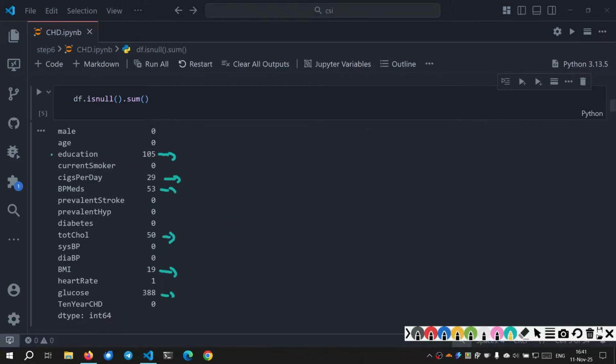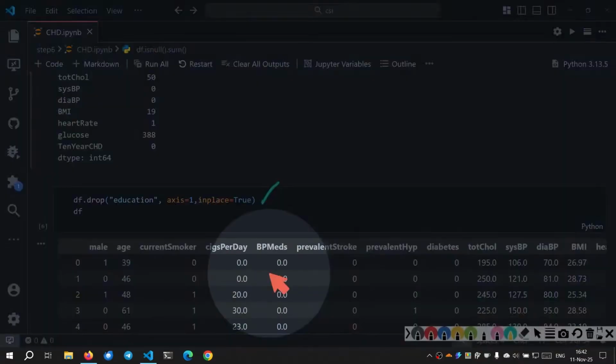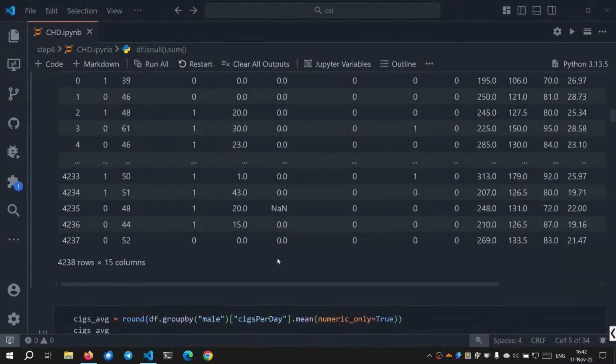I'm going to drop education because I don't think it really matters when you're dealing with heart disease. You can make the argument that somebody who's educated can take care of themselves better, and therefore has a lower risk. However, if they took care of themselves better, it would show in their medical data, such as cholesterol, BMI, blood pressure, glucose, and stuff like that. So we're going to drop education here and work with the rest of our data.